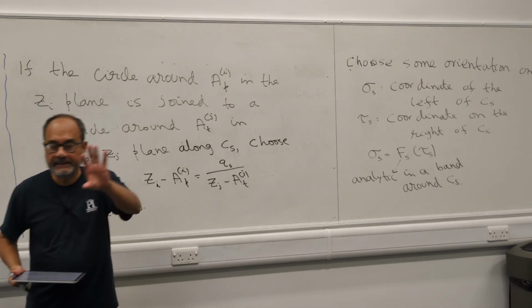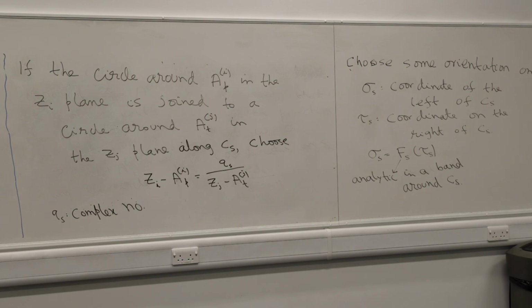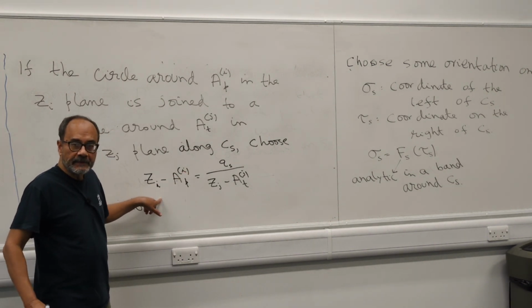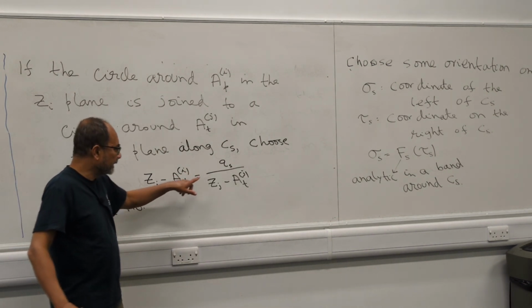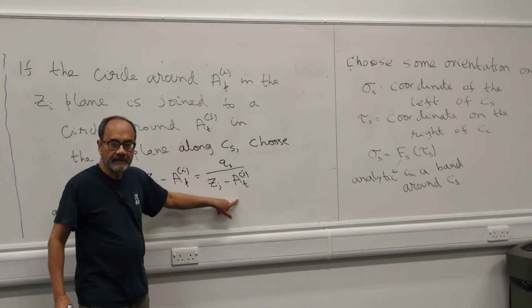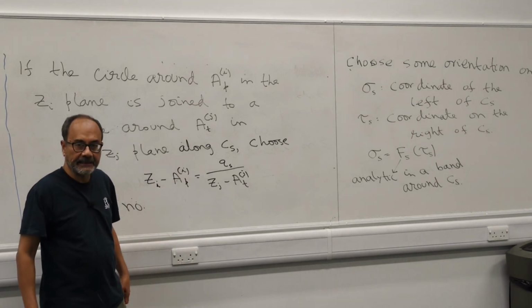Because on the jth sphere, I choose these to be AJ1, AJ2, AJ3. The ith sphere may have a different one. So on this side we have Zi minus AIP, and on this side you have Zj minus AJT. This is a relation between different spheres, exactly.